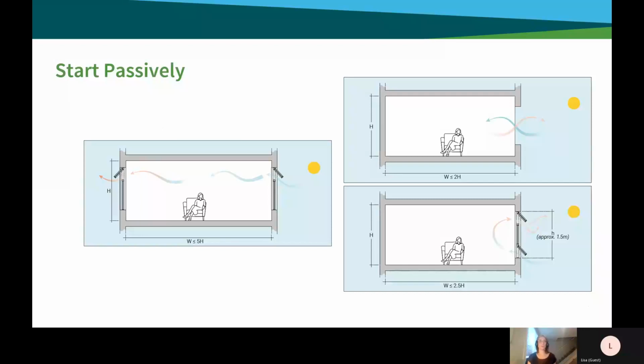The fourth set of passive strategies is to explore natural ventilation to help achieve thermal comfort. This basically means just increasing the flow of outdoor air into a space through openings in the building envelope, such as windows. Getting that air movement can really help to improve thermal comfort without the need to actually cool your space with mechanical cooling or through a ventilation system.